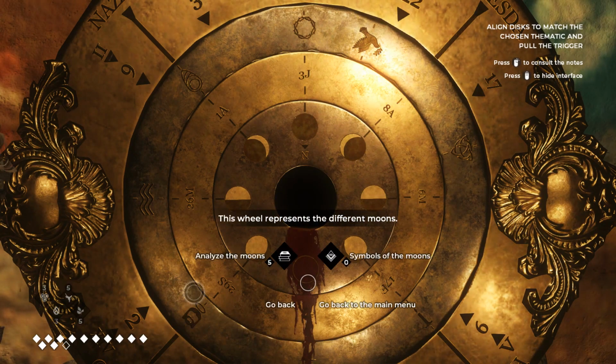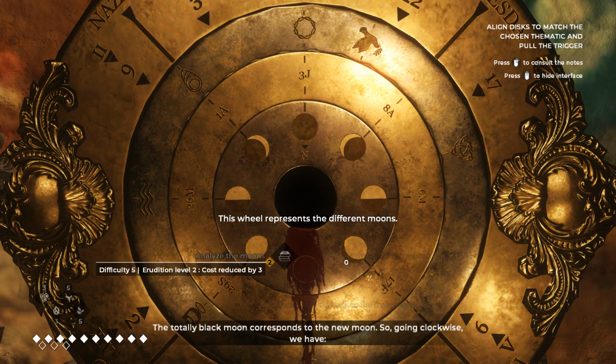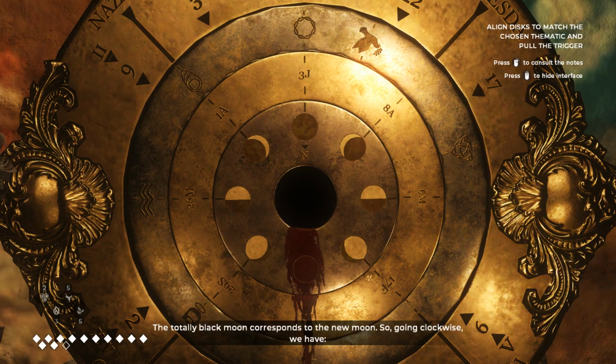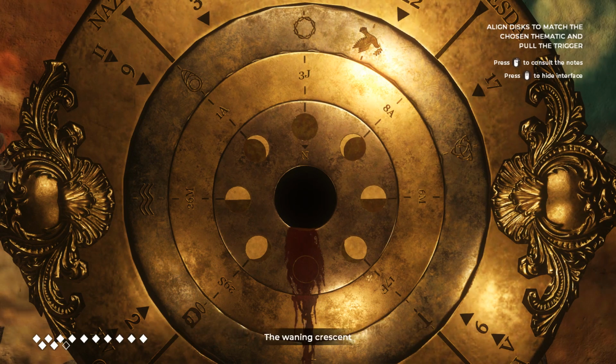This wheel represents the different moons. The totally black moon corresponds to the new moon. So, going clockwise, we have the waning crescent, the last quarter, the waning gibbous, the full moon, the waxing gibbous, the first quarter, and lastly, the waxing crescent.